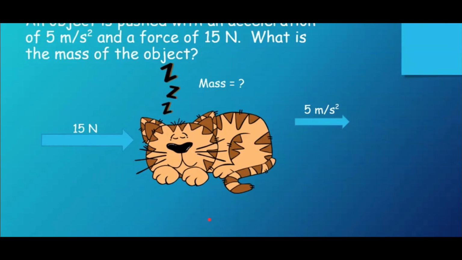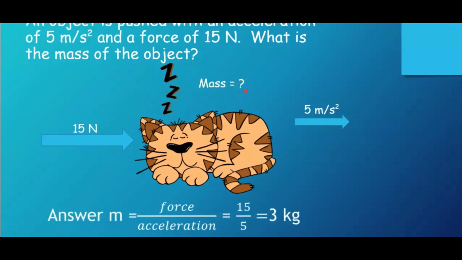The last problem: an object is pushed with an acceleration of 5 meters per second squared, so we have acceleration, and a force of 15 newtons, so we have the force. What is the mass? And we know that mass is force over acceleration. So 15 divided by 5, you will have 3 kilograms for your mass.